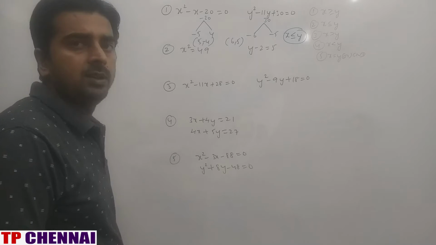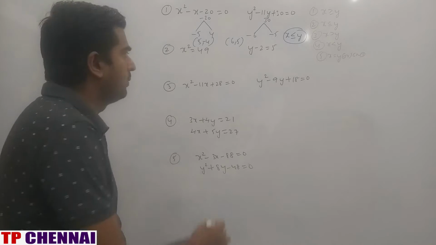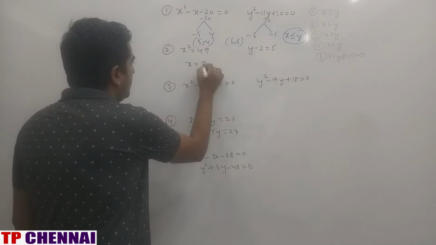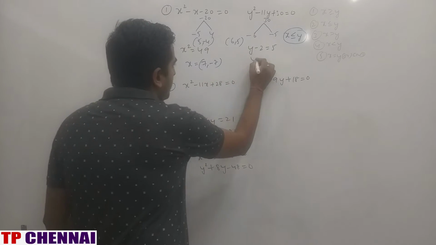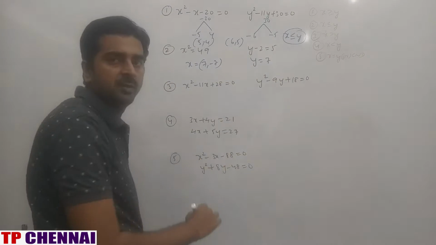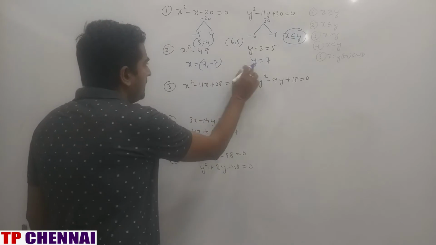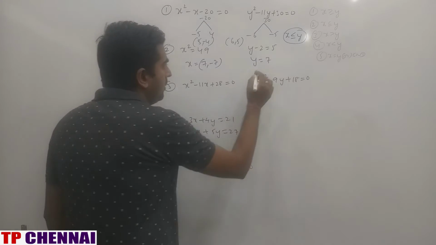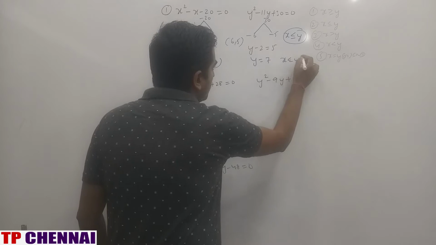Second one, x square is equal to 49, y minus 2 is equal to 5. So x is equal to how much? 7, minus 7, and y is equal to 7. I just transpose minus 2 there. So when you compare 7, 7 equal, minus 7, 7, y is greater. So x less than or equal to y.